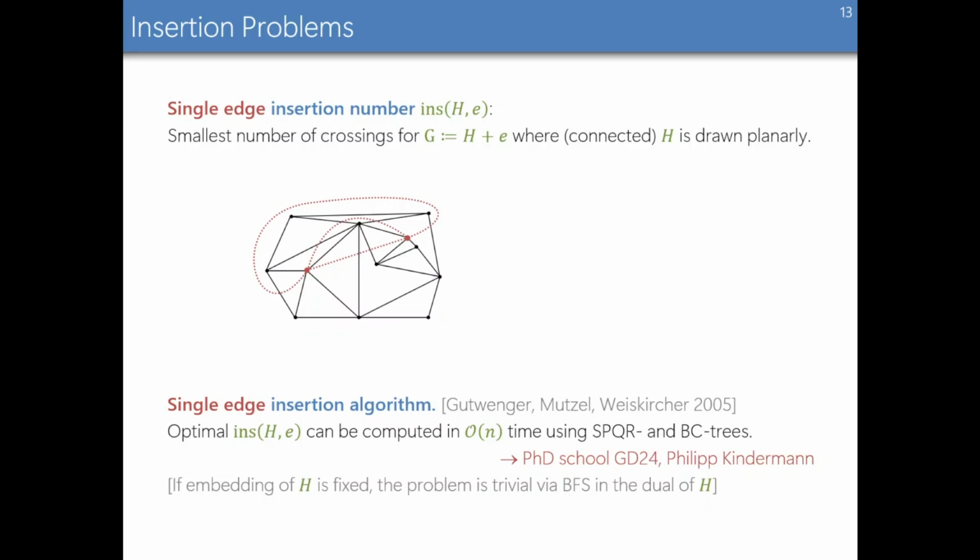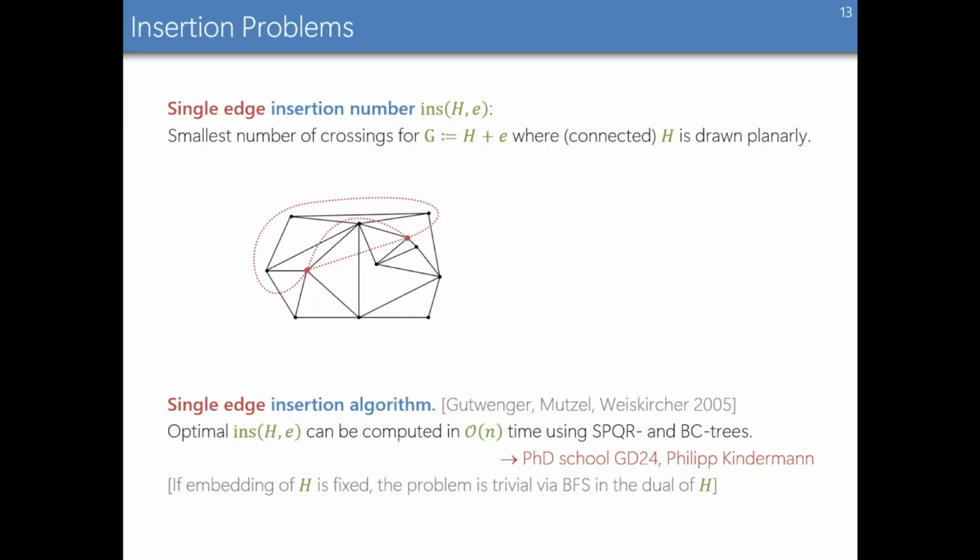Well, one idea is to consider the so-called single edge insertion number. You're given a graph which consists of a planar graph H and one additional edge. Just like what we discussed before, finding the crossing number of this graph G, which is H plus E, is still an NP-complete problem. But the insertion problem is slightly different because it asks what is the best crossing number I can attain if I restrict myself to planar drawings of H.